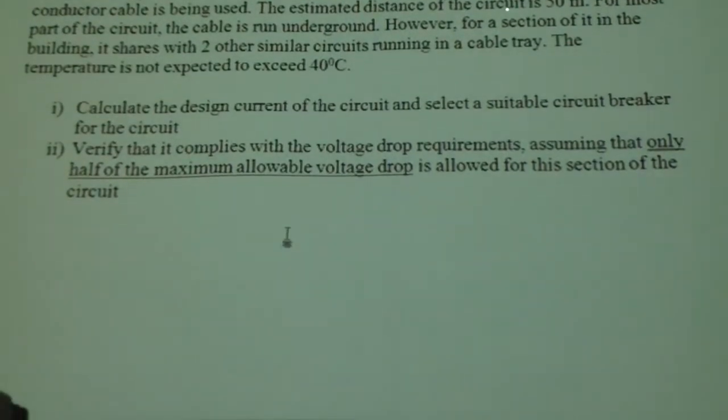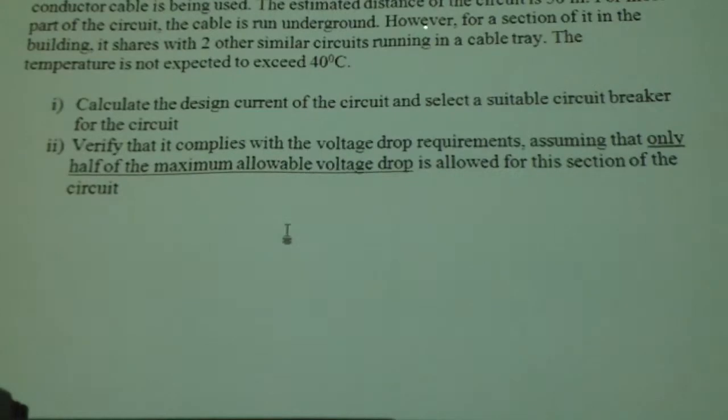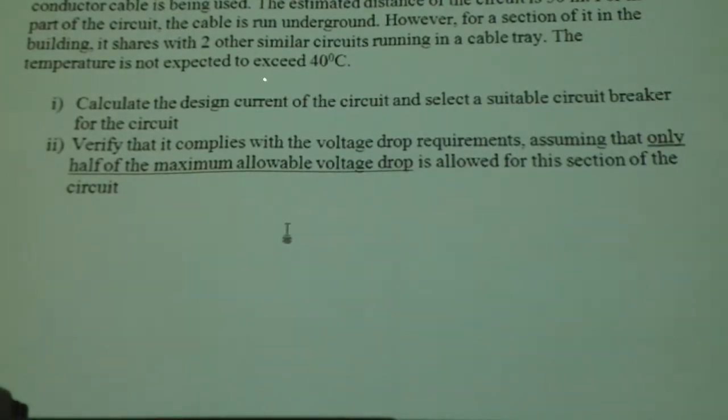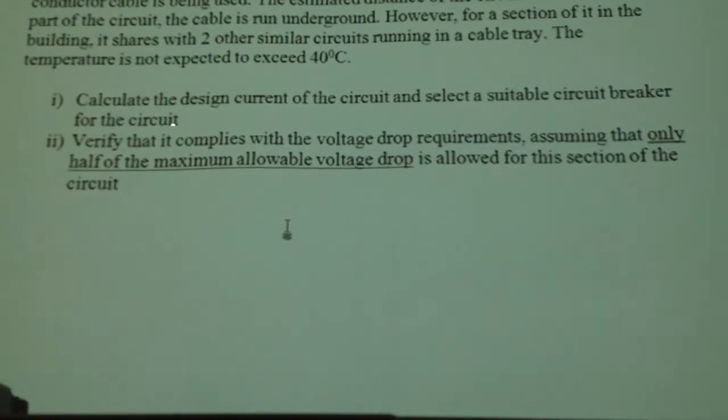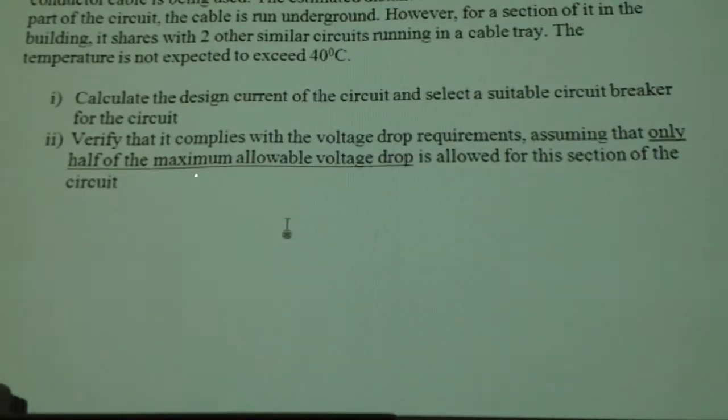The distance of this cable is 50 meters, and most of it is underground. For the first section, it is running together with two other similar circuits, and the temperature is 40 degrees C. So I want to find out what is the design current, what is my circuit breaker size, and also the volt drop requirement.